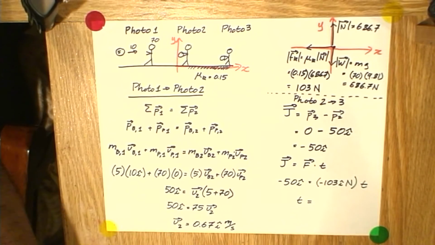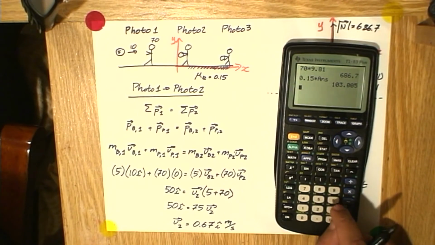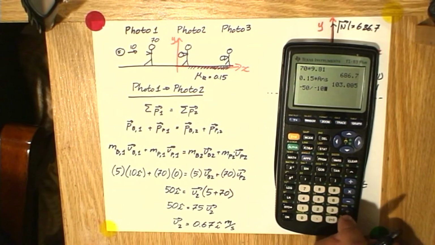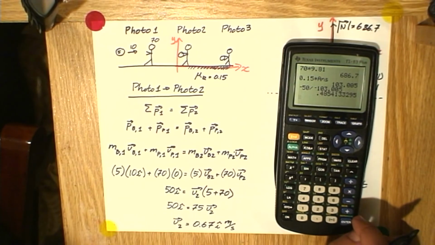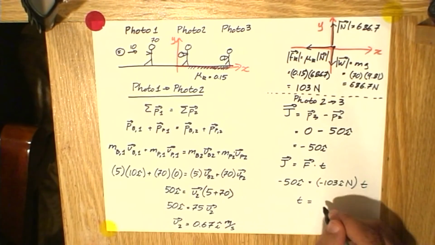The time that it takes for this person to come to a stop is negative 50 divided by negative 103.005 if we're really going to be rigorous about it, which is 0.485, let's call that 0.49.